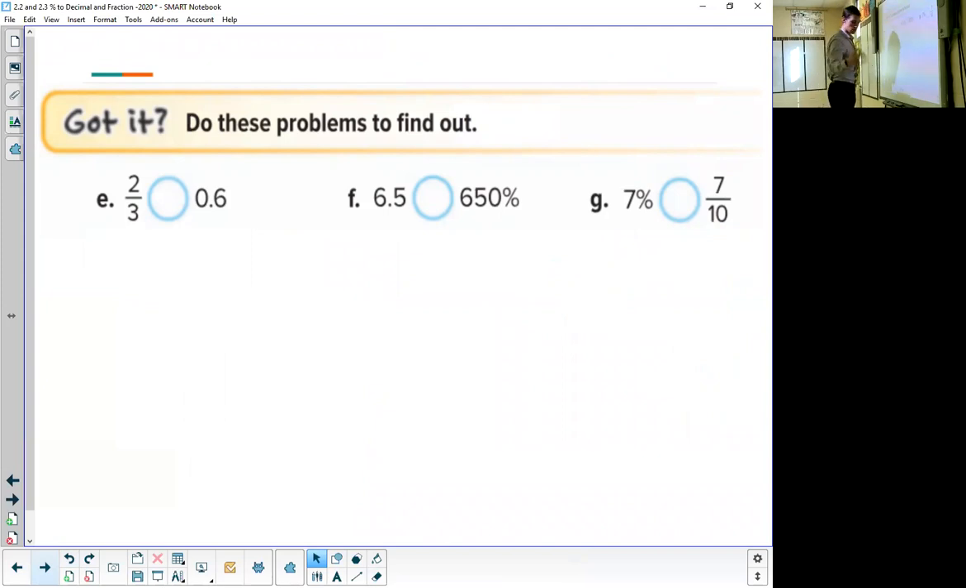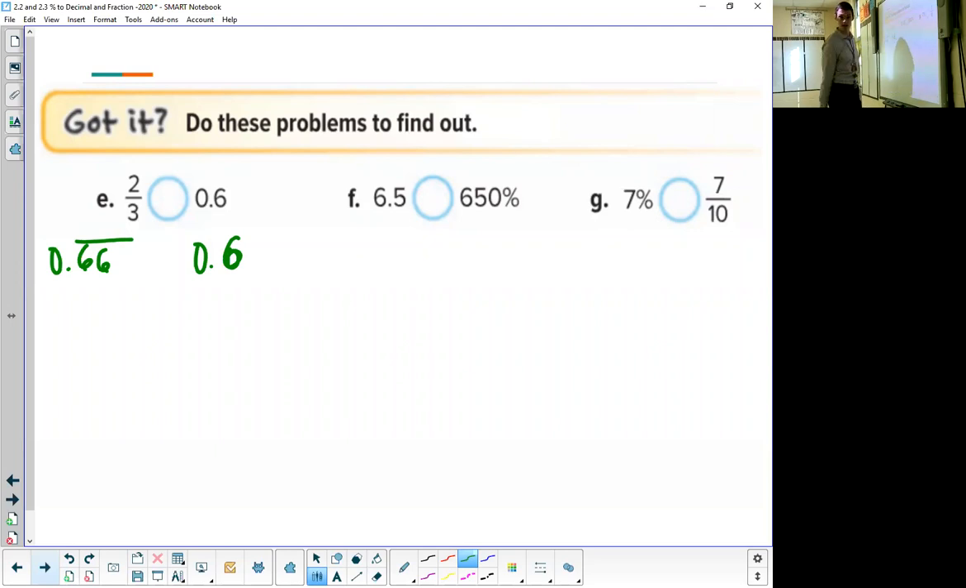With these 3 examples, feel free to pause the video to solve them at your own leisure, but we're going to convert them into decimals. Welcome back. 2/3, converting it into a decimal. Well, I remember that 2/3 repeats, and it will be 0.66 repeating. And six tenths as a decimal is just 0.6. Comparing them right off the top, it's clear that 0.66 repeating is greater than 0.6.